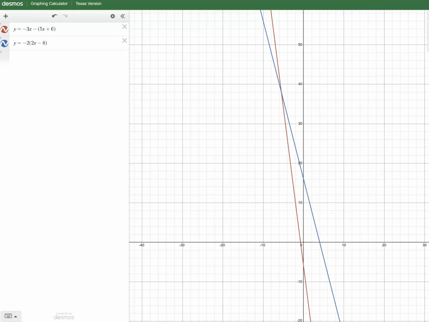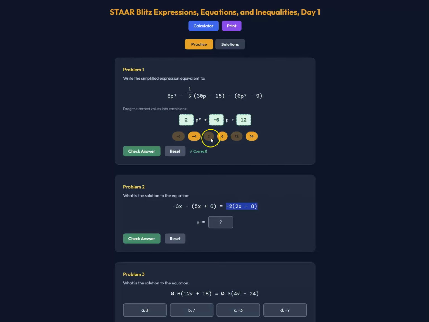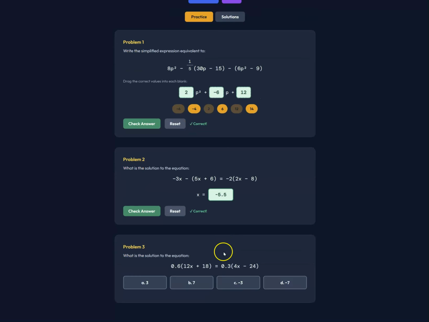Now, my goal is to find out where they intersect, because that is where the x's are equal, right? What we did was we set up the left side equal to the right side, so therefore my solution is going to be where those intersect. And as you see right here, we have negative 5.5. So we go back and we put negative 5.5, and we check our answer, and there we go. So easy to use the calculator on that, right? Saves us some time than solving that the old-fashioned way, which we'll look at.